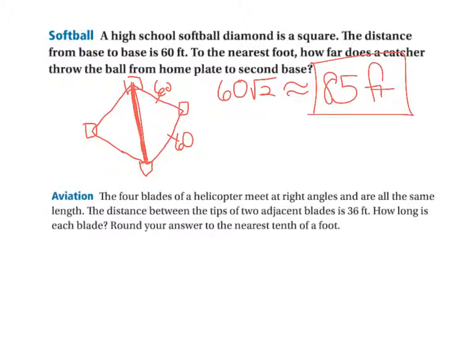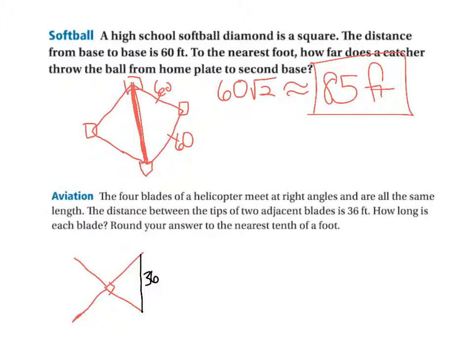All right, next. The 4 blades of a helicopter meet at right angles and are all the same length. Okay, they're all the same length. Okay, so you got to have this. I'm just going to, like a bird's eye view of this helicopter. I have a blade that goes this. There's just 4 of them. So it looks like this. And they're all the same length. And they're all at right angles. So that would make sense. You want them evenly spaced. The distance between the tips of 2 adjacent blades, so that's from here to here, is 36 feet.